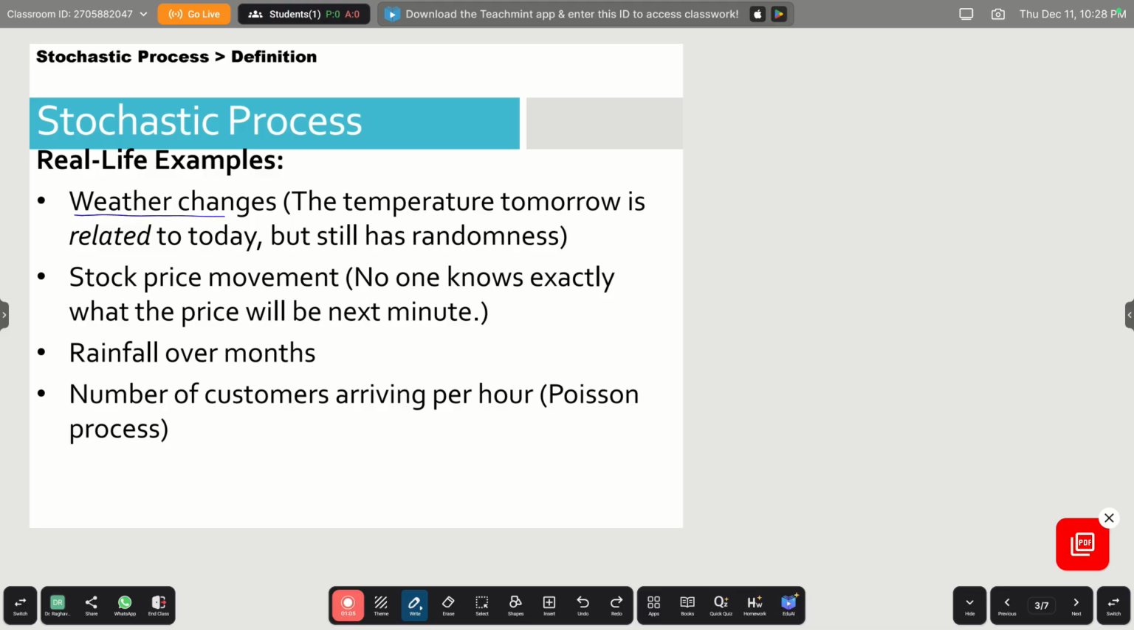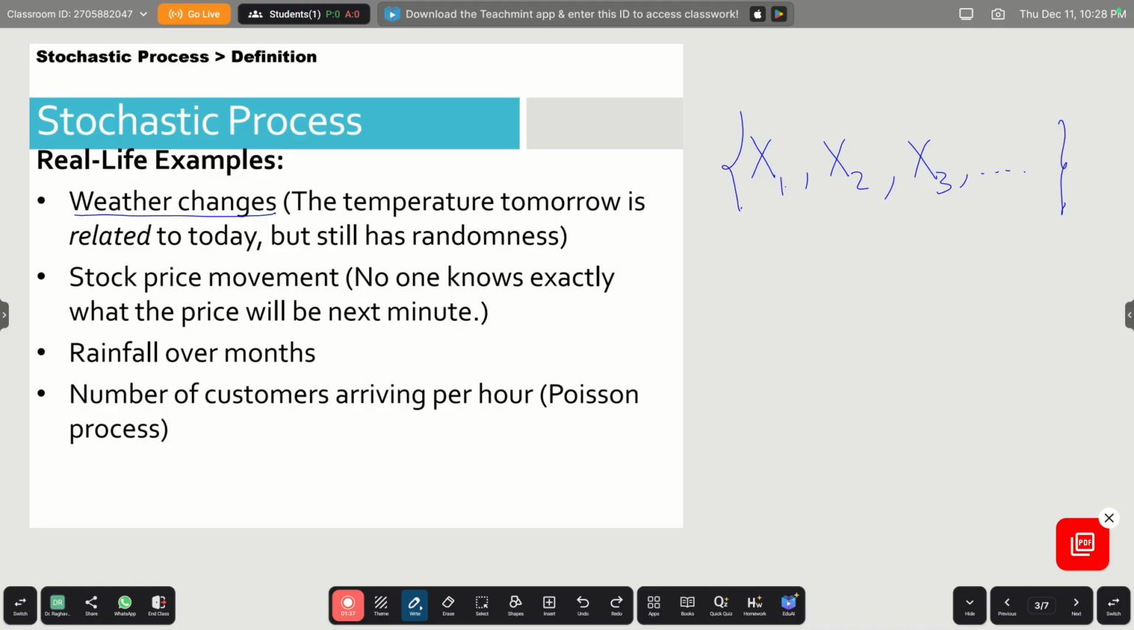Weather changes. The temperature changes every day. Maybe on the first day the random variable x1 represents the temperature, on the second day we represent it by x2, on the third day by x3 and so on. So this is a family of random variables. So this is a stochastic process.